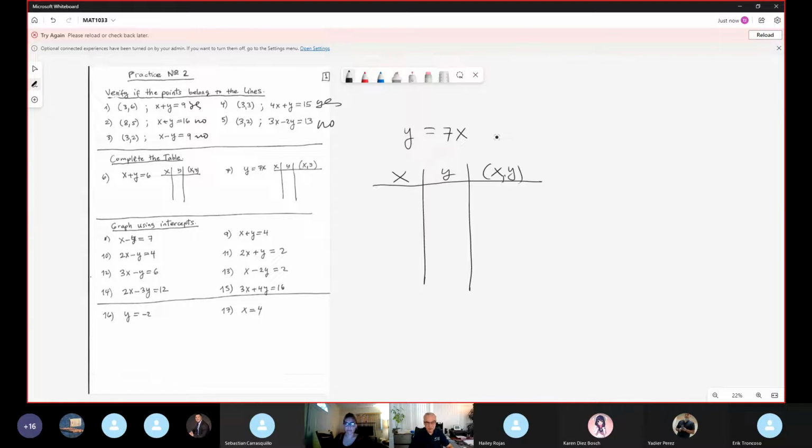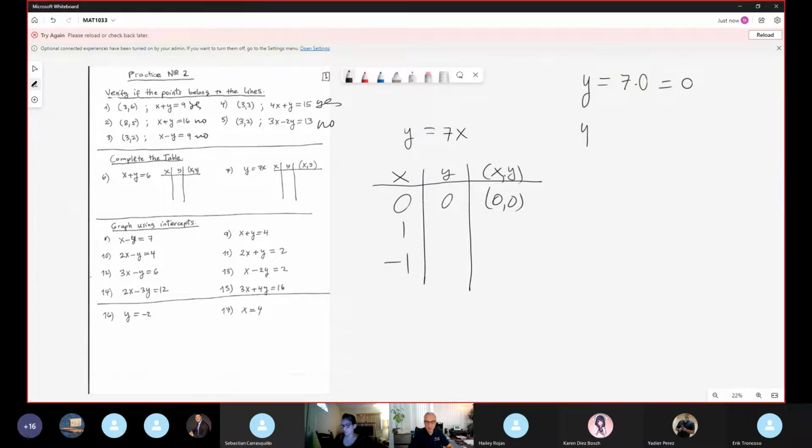And you put, let me try to change, not 1, 2, 3. 0, 1, and negative 1. So I use a positive value and a negative value. And substitution: x is 0, y is equal to 7 times 0, which is obviously 0. 0, 0. And confirmation, guys, 0, 0 belongs to this line when the b is 0.